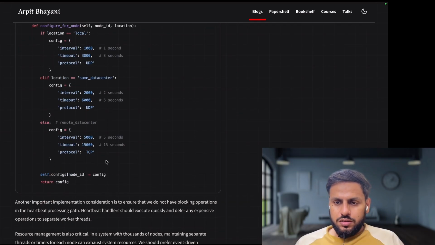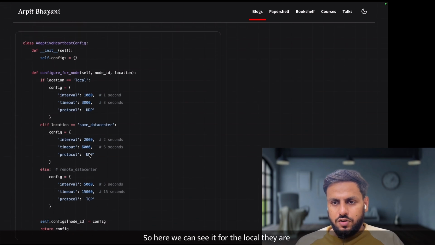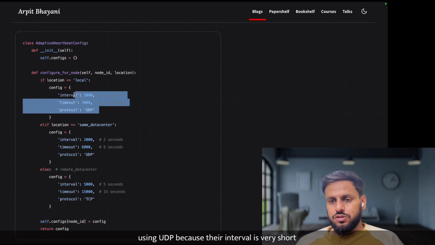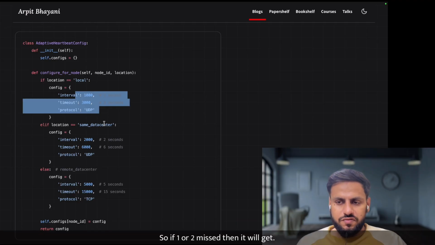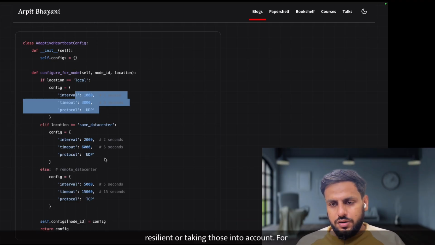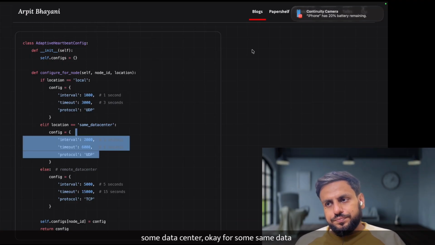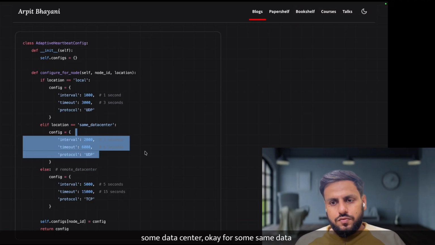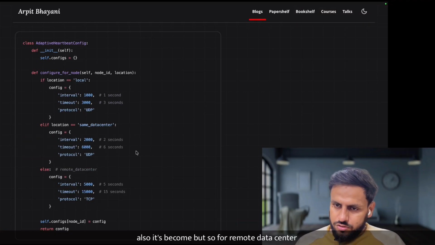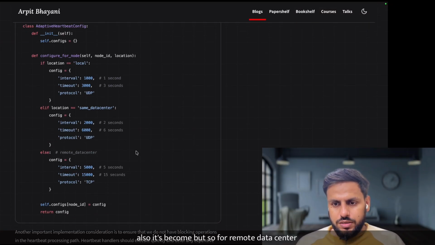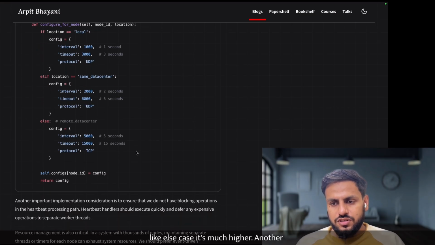So here we can see it for the local case. They're using UDP because their interval is very short, so if one or two are missed, the system is resilient and will take that into account. For the remote data center, the timeout is much higher.